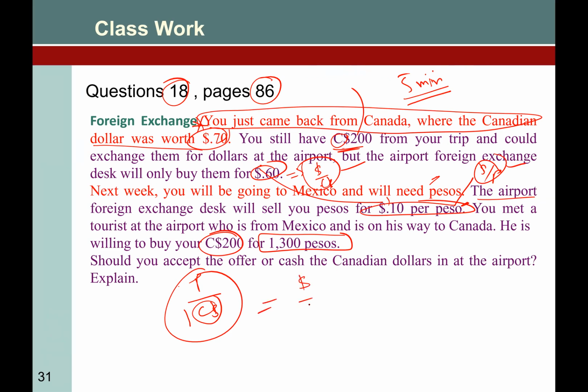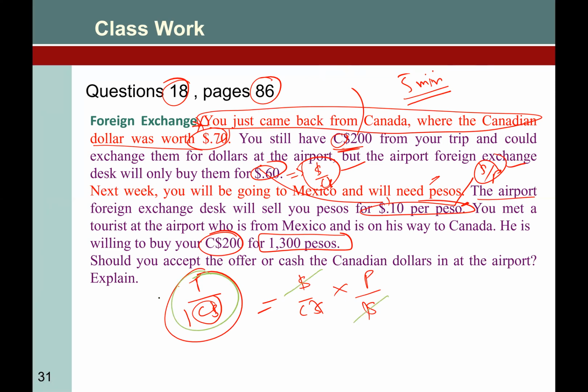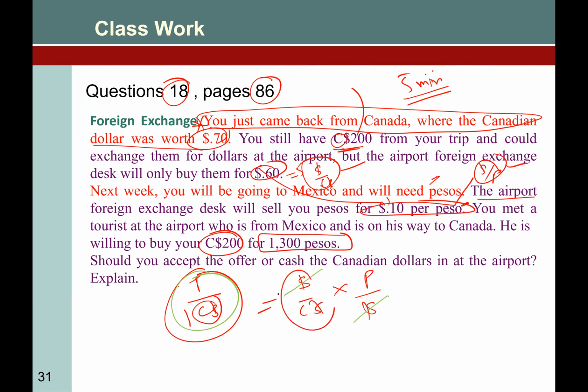Simple, dollar over Canadian dollar multiplied by peso over dollar, right? In this equation the dollar will cancel, and we end up with peso over Canadian dollar. So here we go. We have this rate, yes, 0.60. We have this rate, no, we have the inverse of this rate. So we need to invert this. The answer would be here. This is 6, right?